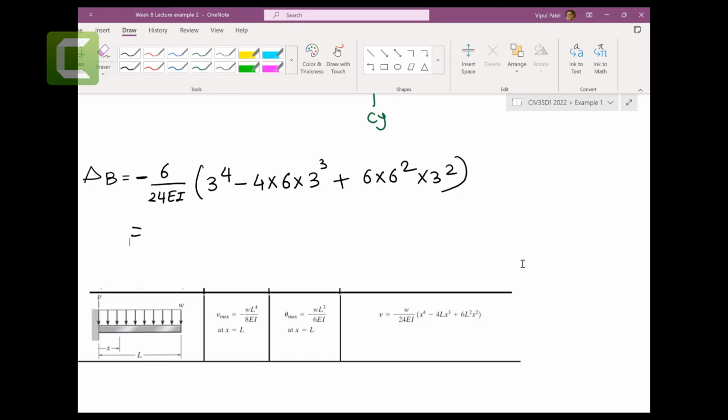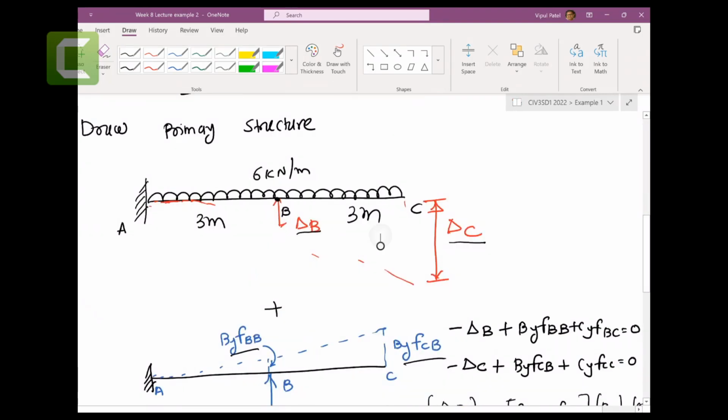Three to the power 4, minus 4 times 6 times 3 cubed plus 6 times 6 times 6 times 3 squared, minus 624 over EI. Then 1377 times 6 divided by 24, you get minus 344.25 over EI. Right, so the first deflection is found. Deflection delta B, as I mentioned, we need to find 6 of them. So deflection delta B is found.